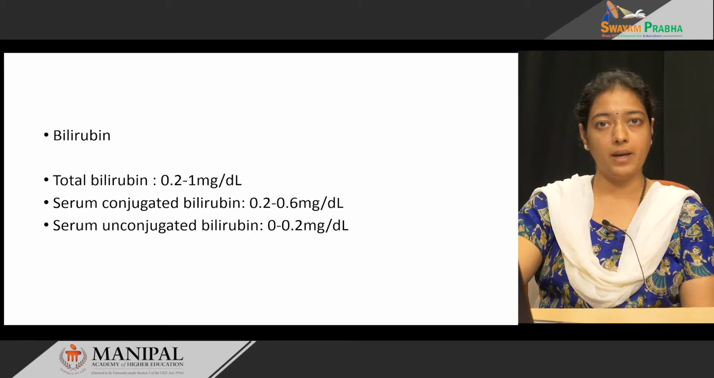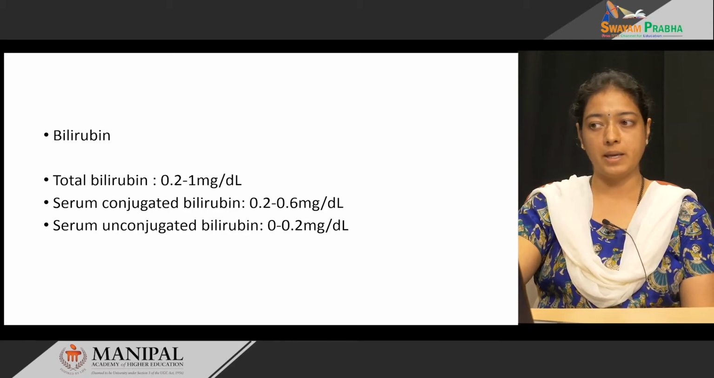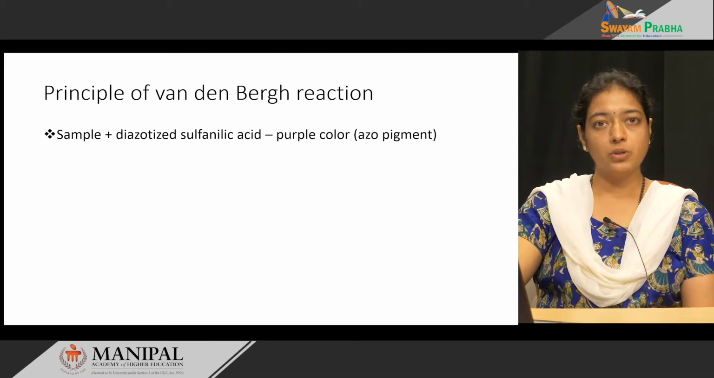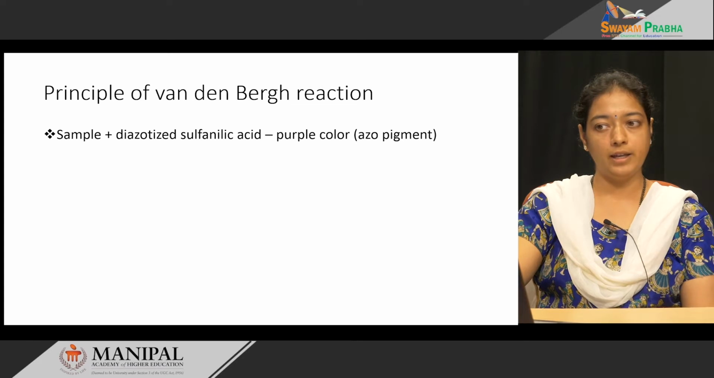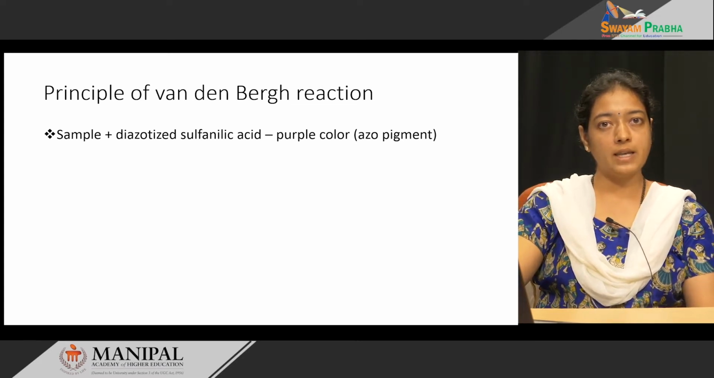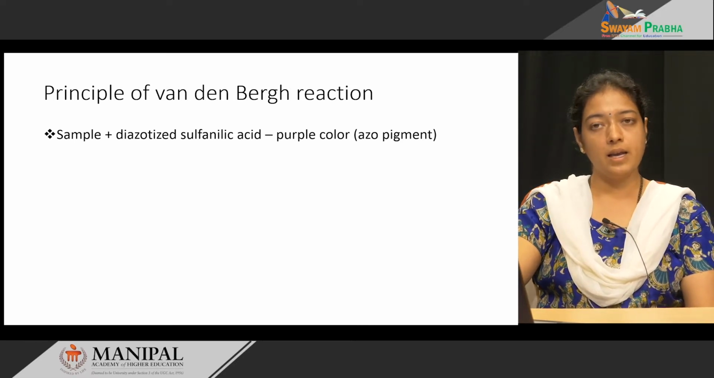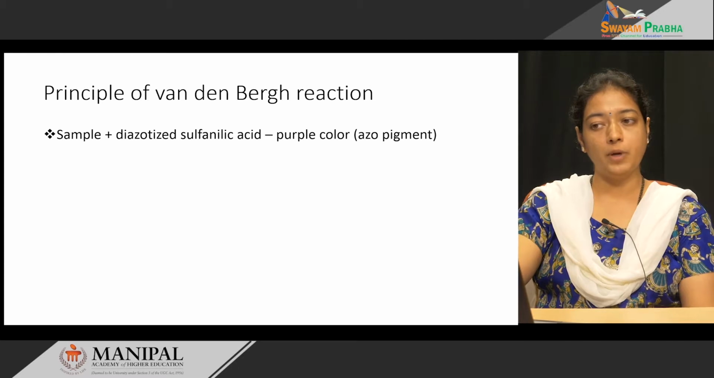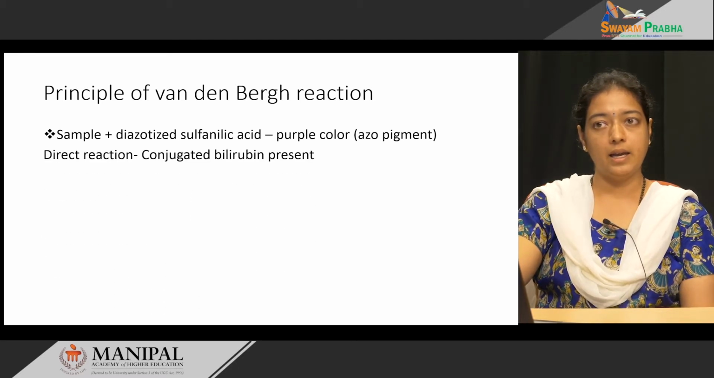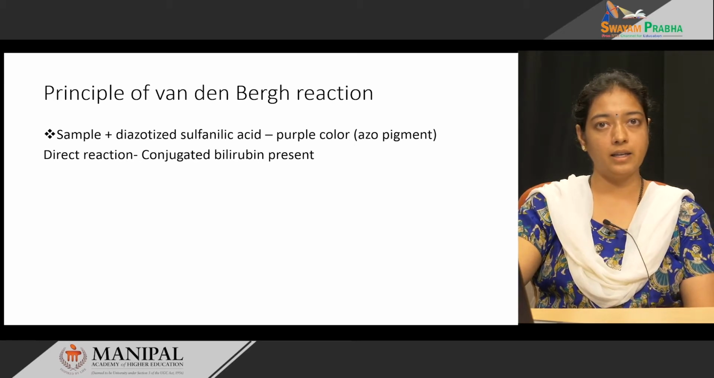So, how to estimate the bilirubin in the given blood sample? The sample should be treated with diazotized sulfanilic acid. You take the sample, you add the diazotized sulfanilic acid. If there is immediate appearance of purple color, then it is called the direct reaction. You have taken the sample, added the reagent, and you have got the color immediately. So, it is a direct reaction which indicates that conjugated bilirubin is present.